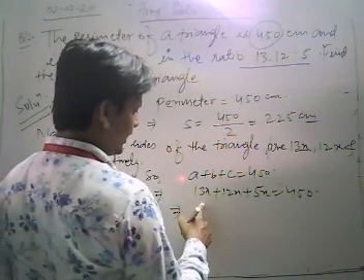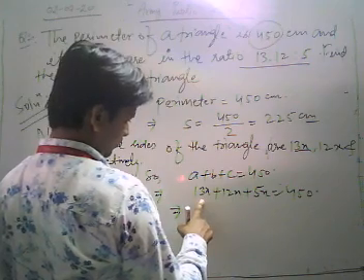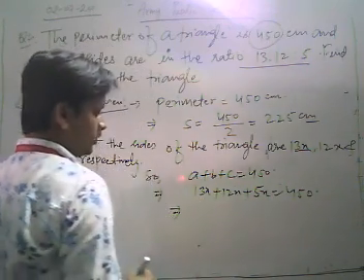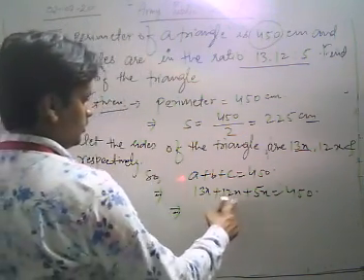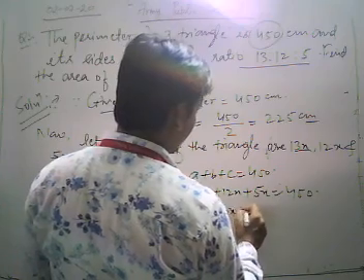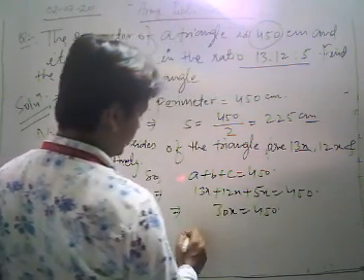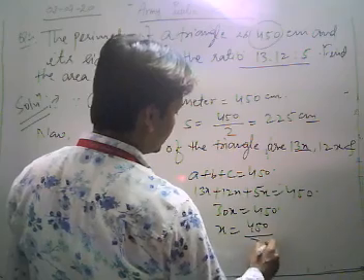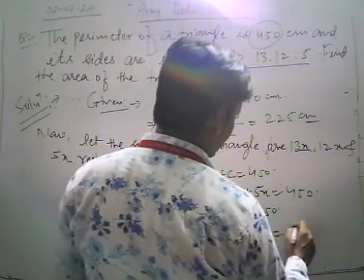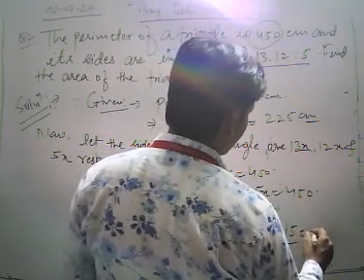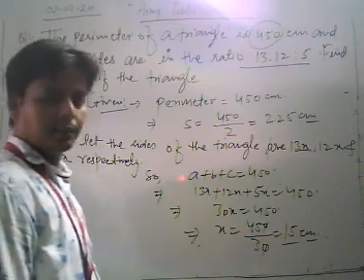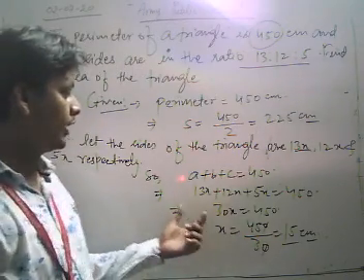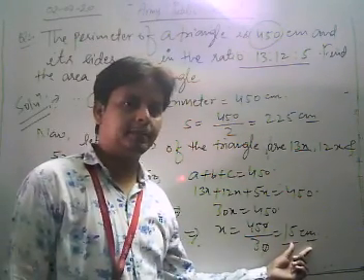So we get 30x is equal to 450. So the value of x is 450 upon 30, that is 15 centimeters. So the value of x is 15 centimeters.